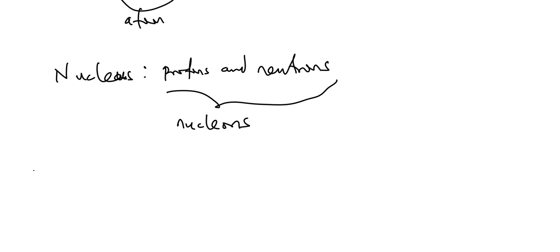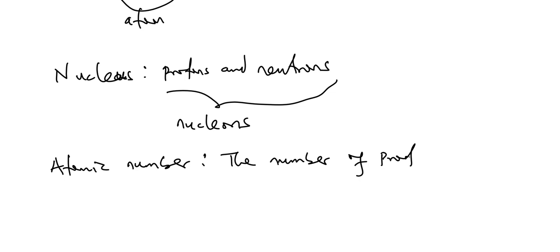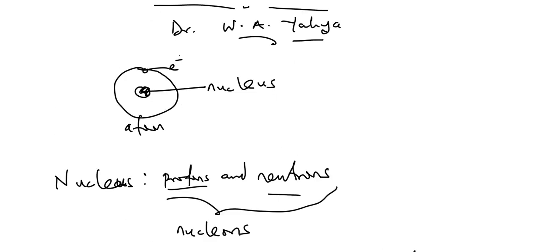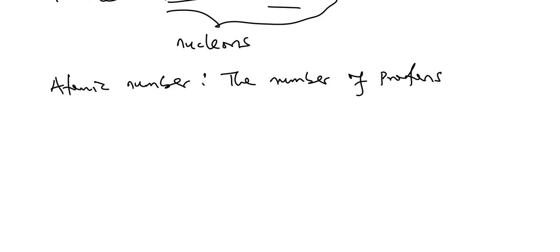Now, there are some terminologies that we need to define before we move on, like the atomic number of a nucleus. The atomic number of a nucleus is the number of protons in the nucleus. The protons are positively charged, neutrons are neutral, and in the structure of the atom, the electrons are negatively charged. The number of protons in the nucleus is called the atomic number, and it is often denoted as Z.